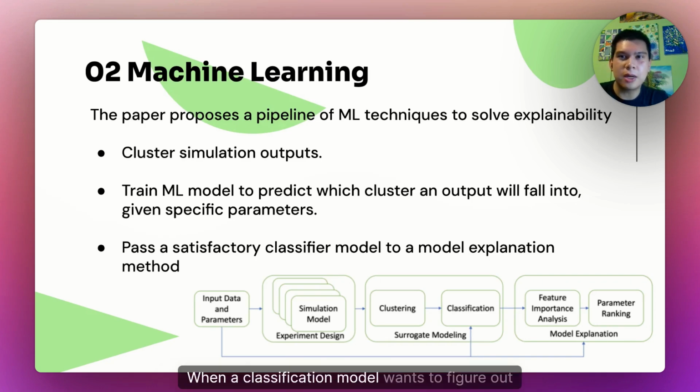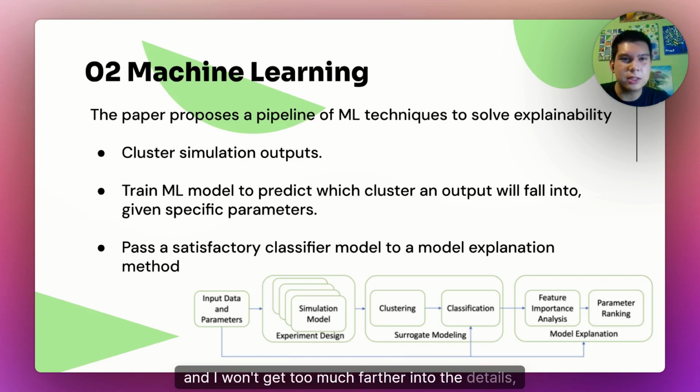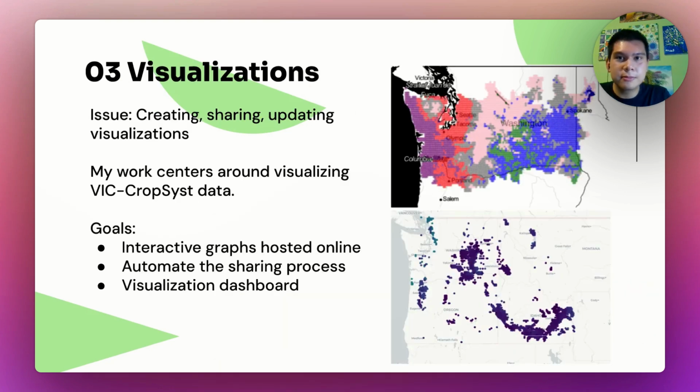When a classification model wants to figure out what cluster a data point would go into, it weighs the input parameters to determine how different or important each one is. This weighing of parameters allows us to see how important each parameter is to the model, which gives us more explainability. The paper goes on from here to test this machine learning pipeline, and I won't get too much farther into the details, but this is an example of the work being done with Vic-Crop-Cyst and with complex models, and this was the starting point for my project.